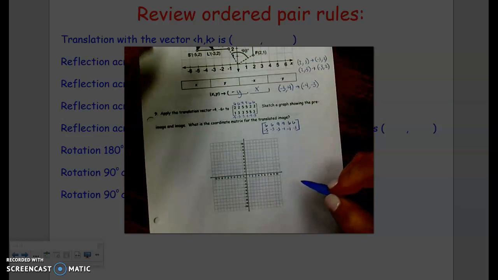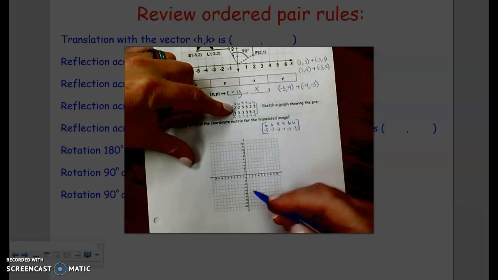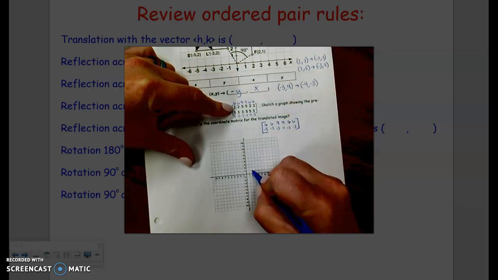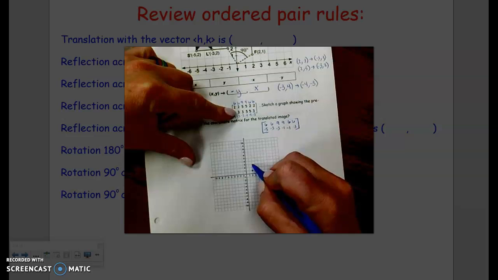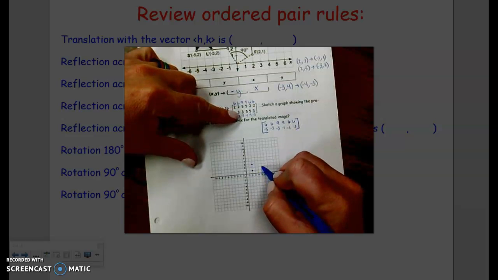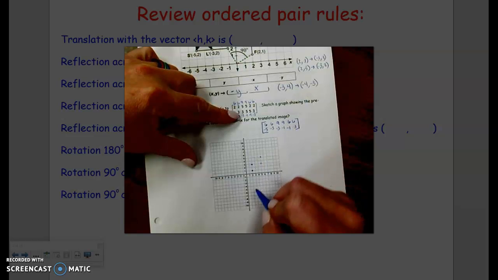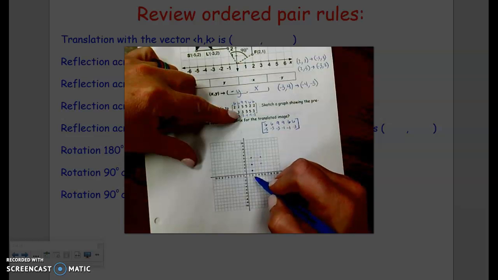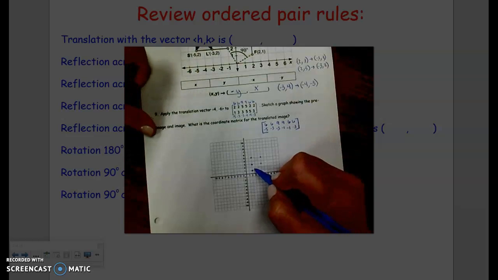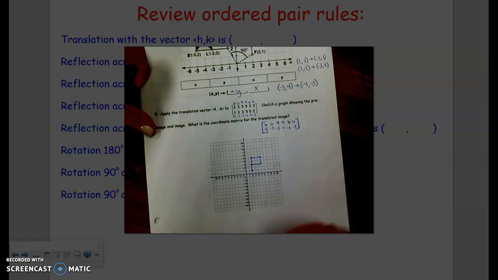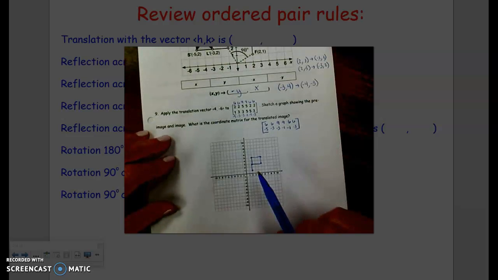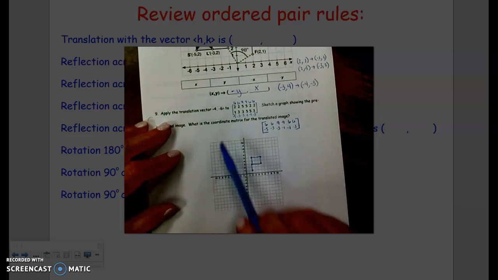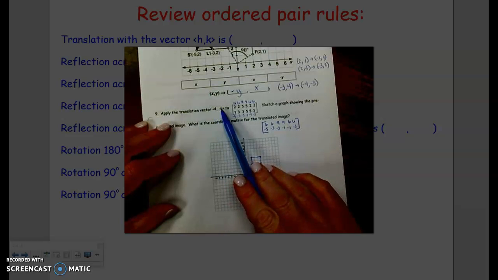The other thing that we could have done is plotted our original figure by plotting the points (2, 1), (2, 3), (5, 3), (5, 5), (2, 5), and remember it closes up at (2, 3). So it's the flag again. You're going from here to here to here to here to here and closing it back up. Then we could have just moved each one of these points to the right 4 and down 6.